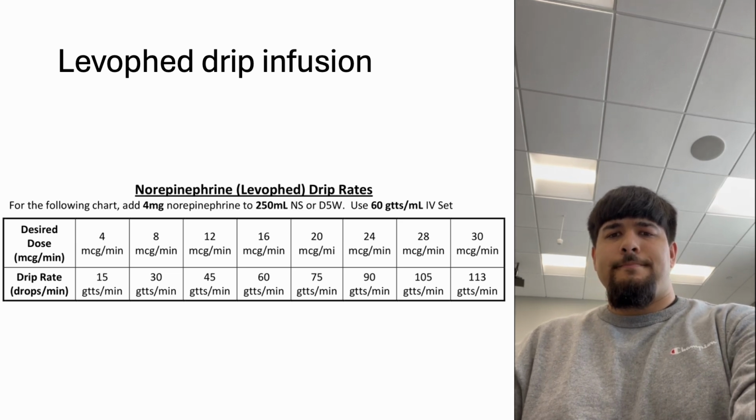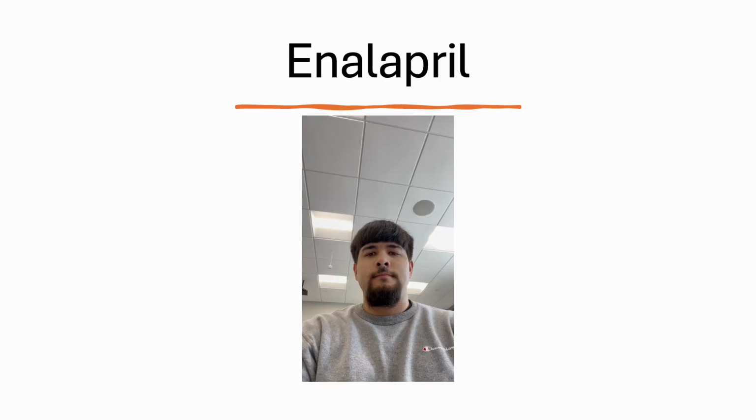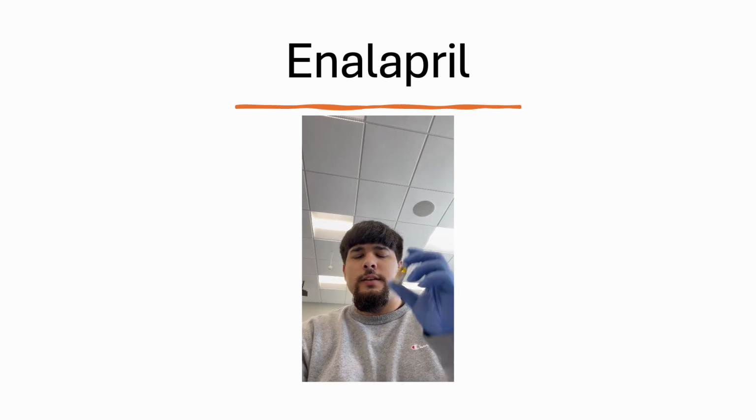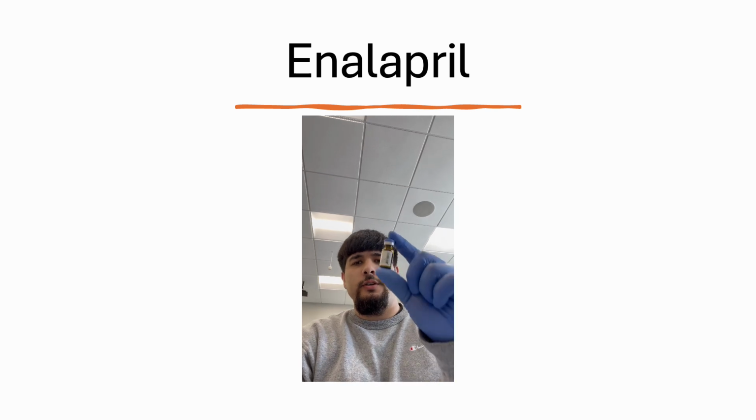But thank you guys. So now we're just going to talk real quickly about enalapril. I don't have the actual medication. We'll pretend like this is enalapril. It's pretty much the vial it comes in. Enalapril is an ACE inhibitor. It's used to help reduce blood pressure while increasing output of fluids and urine.